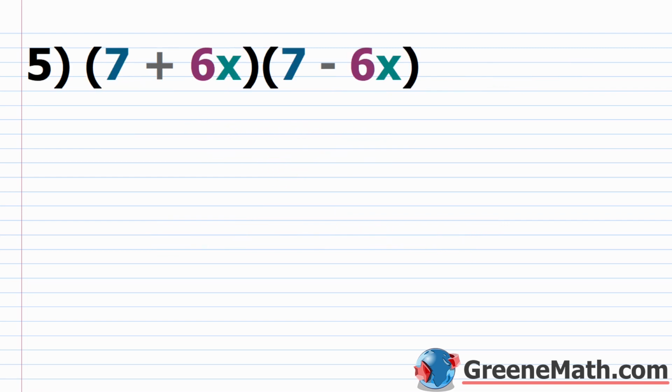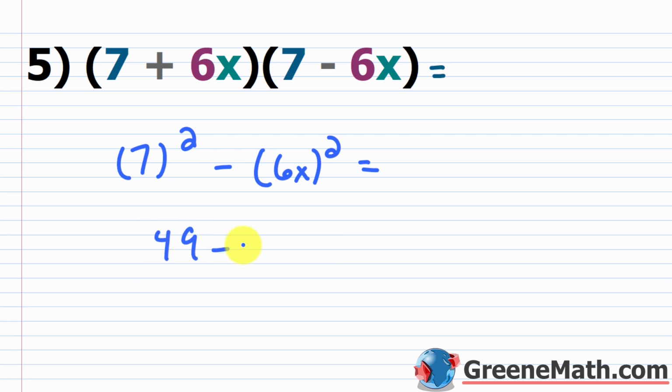Okay, let's look at problem number 5. So we have the quantity 7 plus 6x times the quantity 7 minus 6x. So we're back to multiplying conjugates. So let's go ahead and take the first guy, which is 7, and that's going to be squared. And then minus, we're going to take the last guy, which is 6x, and that's going to be squared. Again, that's just from our formula. So we'd end up with 49 minus. If I square 6, I get 36. If I square x, I get x squared.